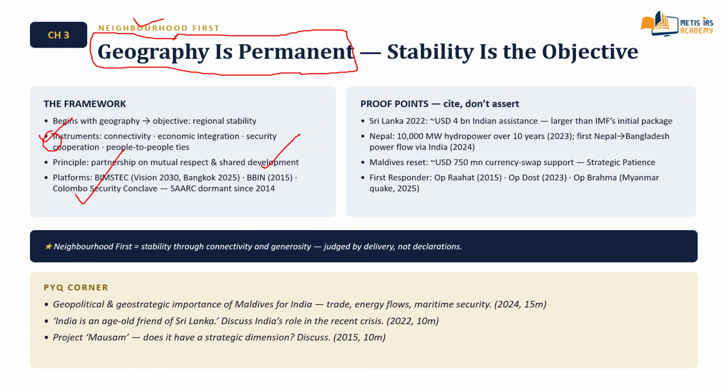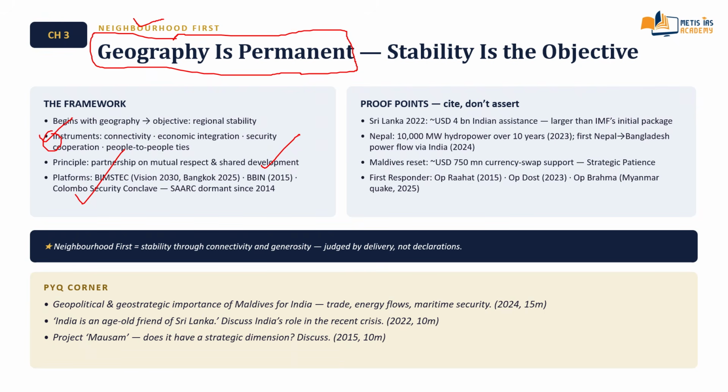Now a quick recap of this chapter. Before moving to individual countries, remember five key ideas. Neighborhood first begins with geography. Its objective is regional stability. Its instruments are connectivity, economic integration, security cooperation, and people to people ties.